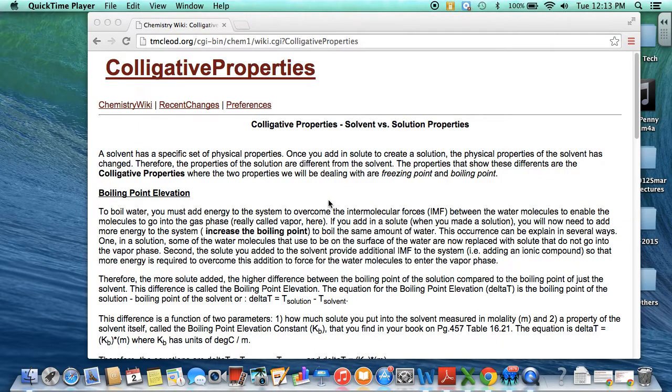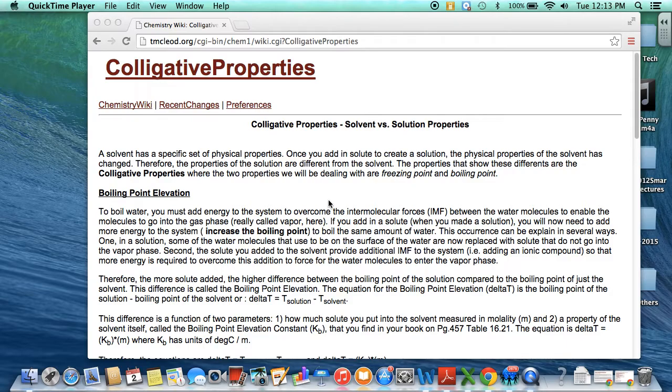Hello, this is a video on, I call it the colligative properties. It may not be pronounced like that, but that's how I call it. There are actually three colligative properties: boiling point elevation, freezing point depression, and osmotic pressure.